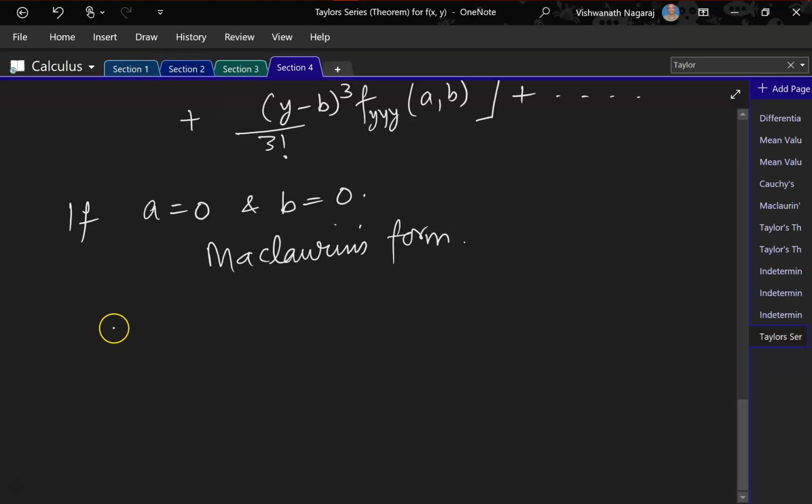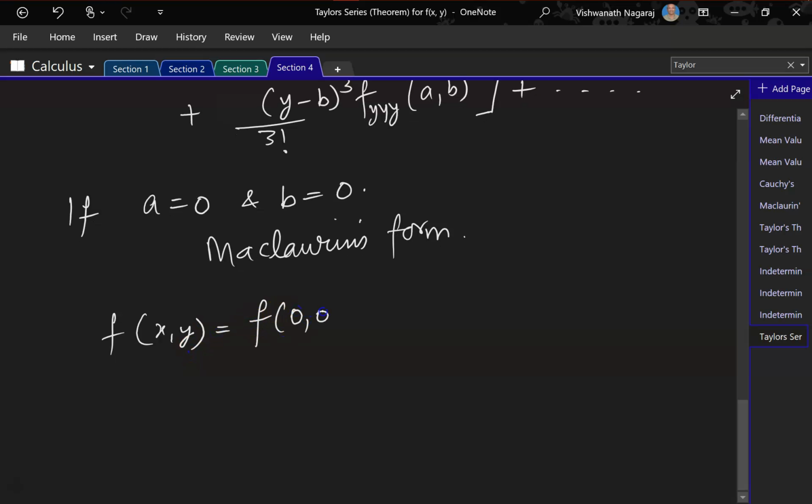So let's put that. We will get f(x, y) is equal to f(0, 0) plus x f_x(0, 0), because this is x minus a, so a is 0, so x is left, plus y, again y minus b, b is 0, so y f_y(0, 0), plus then what do we have?